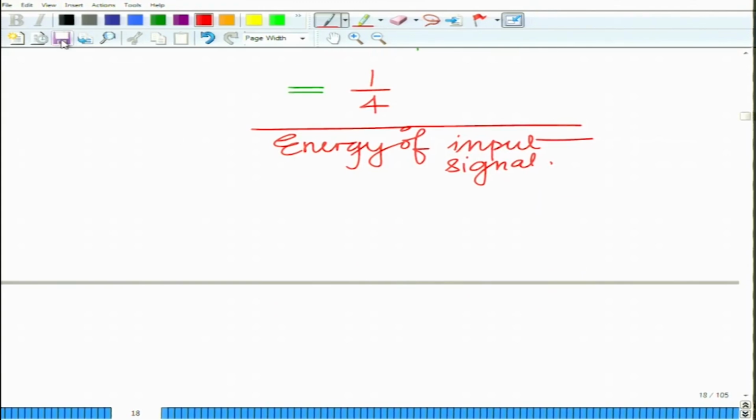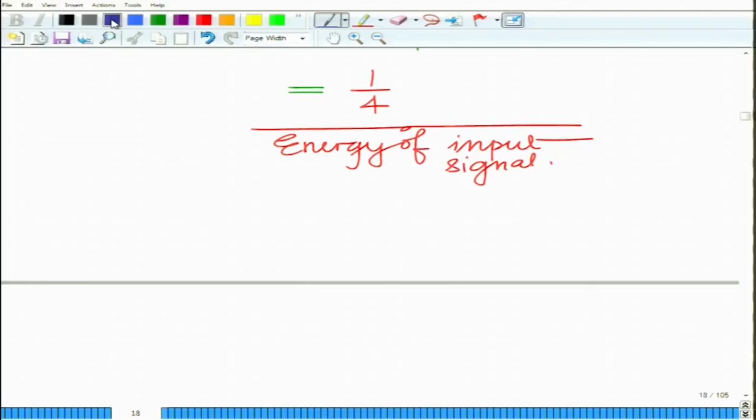Now, we want to use the concept of what is known as the energy spectral density. Remember, energy spectral density gives us the distribution of energy of the input signal over the frequency spectrum. So, this is a very good example to illustrate a practical application of this concept of energy spectral density. Okay.